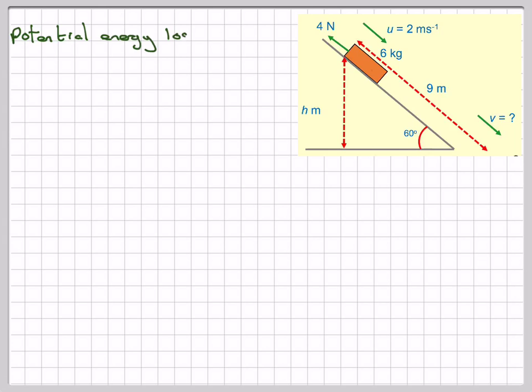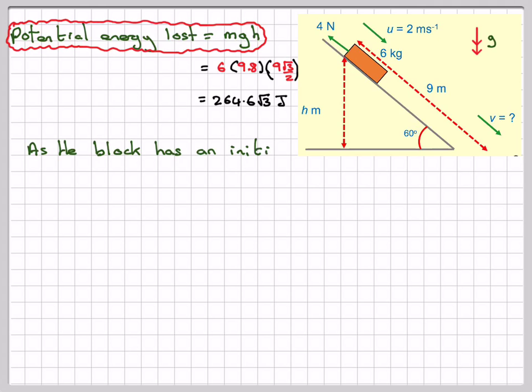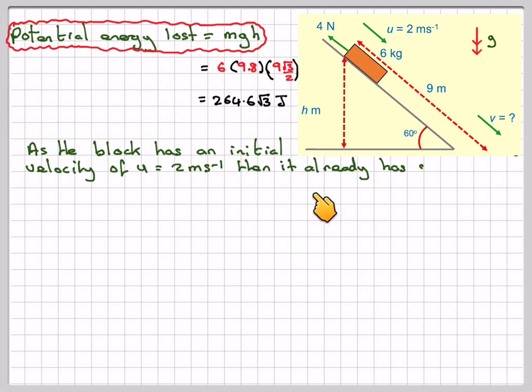Right, so the potential energy loss when travelling down this plane is going to be mgh. So it's going to be 6 times 9.8 times 9 times root 3 over 2, and that is 264.6 root 3 joules. Now, as the block has an initial velocity, then it already has some kinetic energy.